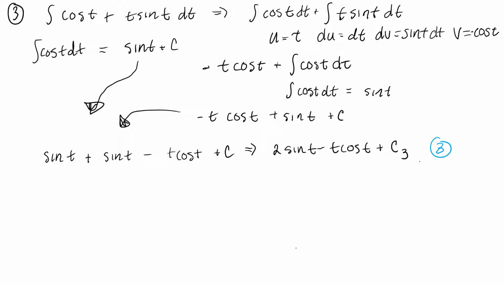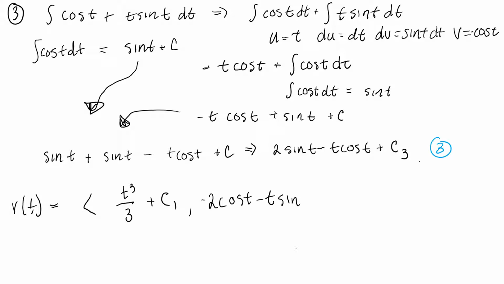Now we're going to go ahead and put the whole thing together. So r(t) is just equal to the integral of the first equation, which was t cubed over 3 plus c1. The integral of the second one, which was negative 2 cosine t minus t sine t plus c2, and then 2 sine t minus t cosine t plus c3. And that's our answer.